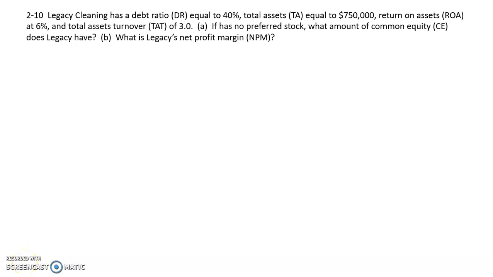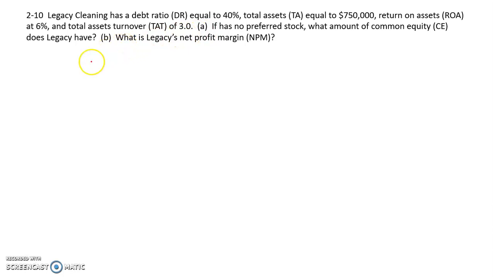Okay, CFIN6, Chapter 2, Problem 10. Legacy Cleaning has a debt ratio equal to 40%, total assets equal to $750,000, return on assets, ROA, at 6%, and total assets turnover, or TAT, of 3.0. If Legacy has no preferred stock, what amount of common equity does Legacy have? And that's A. And then what is Legacy's net profit margin?